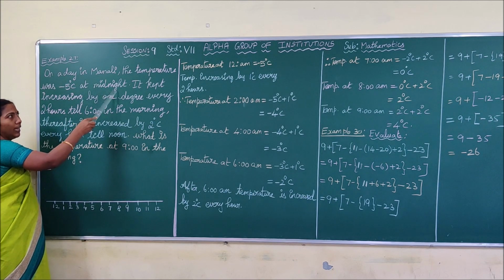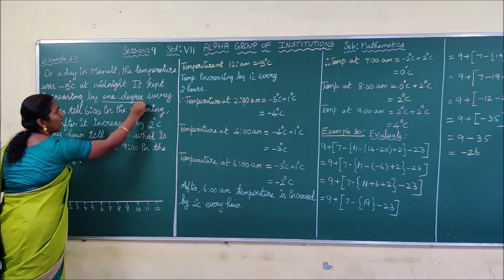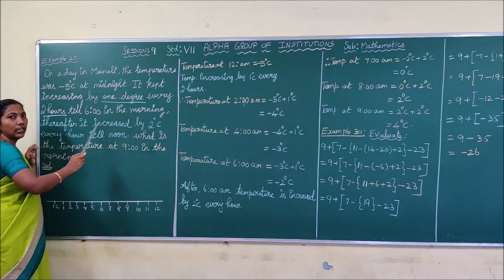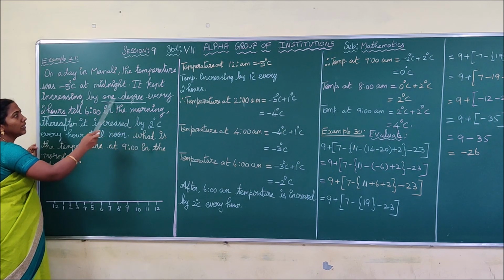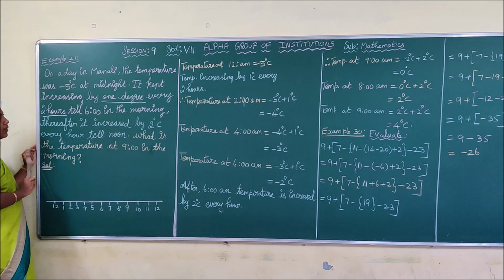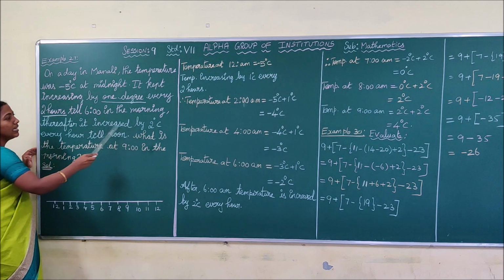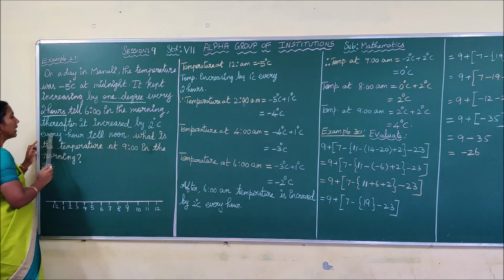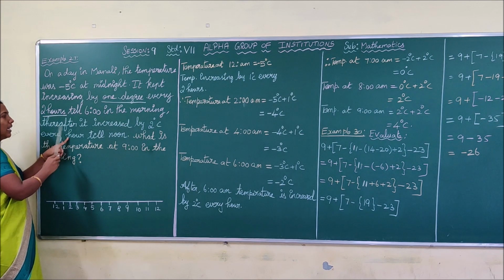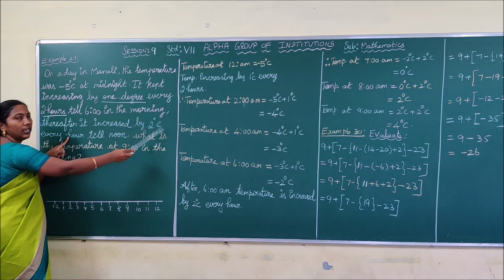Okay. After 12 a.m., for every 2 hours, the temperature is increasing by 1 degree, up till 6 in the morning. Thereafter, after 6 o'clock, it is increased by 2 degrees Celsius every hour. That is, for every 1 hour after 6 o'clock, the temperature is increased by 2 degrees Celsius.